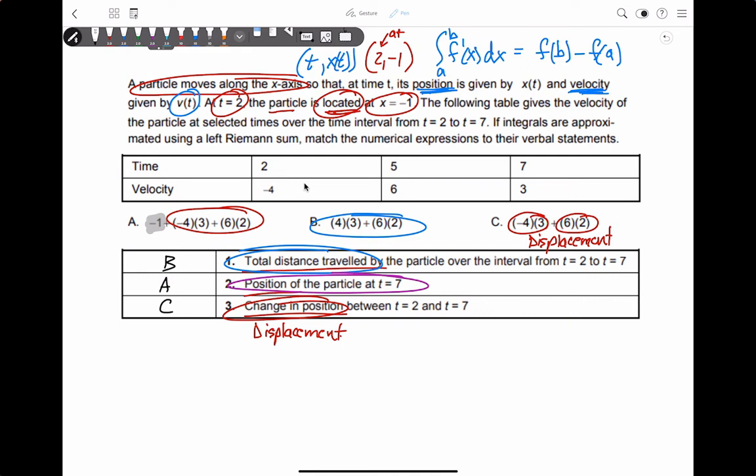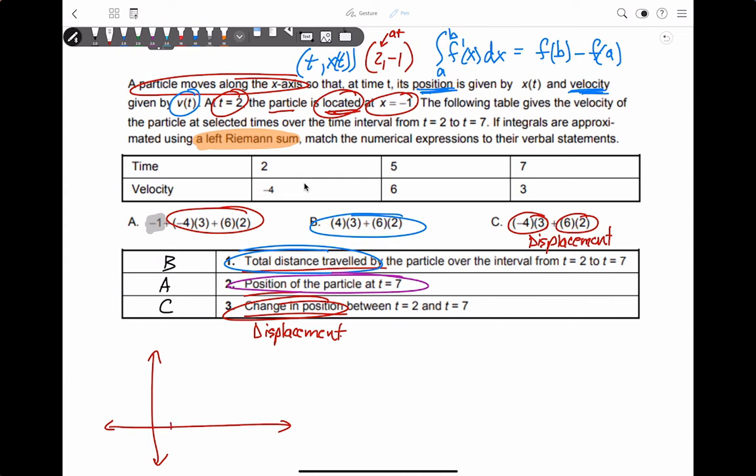Just a quick review on this because it's been a while since we've done Riemann sums. We're going to use a left Riemann sum with the table that you see. If you need to graph this, by all means do so. You can if you want. I don't think you need to, but let's say that we ended up graphing it and we said at 2 we were at -4.